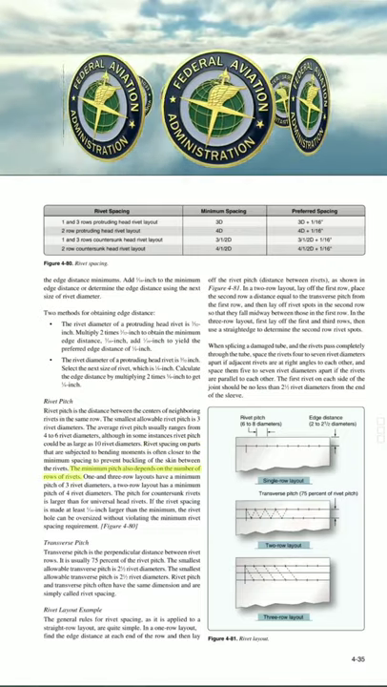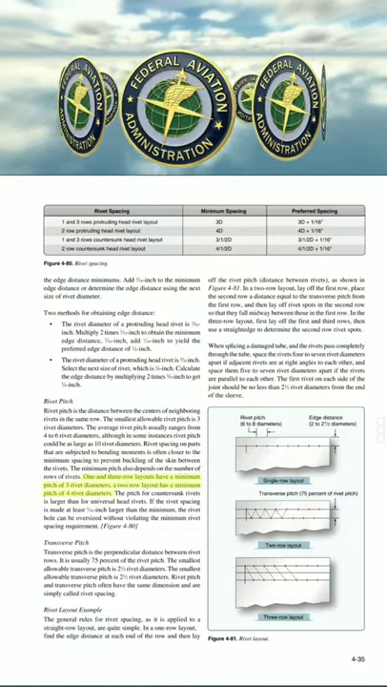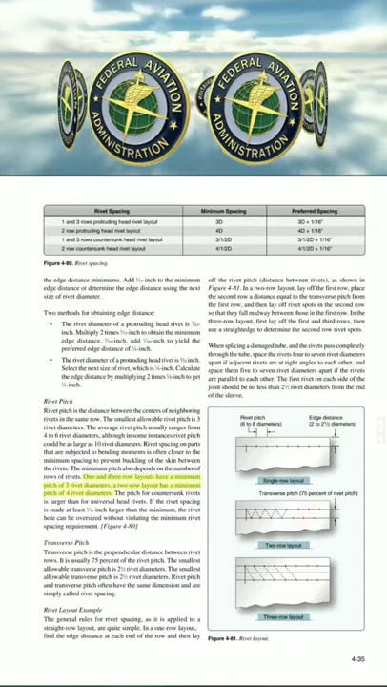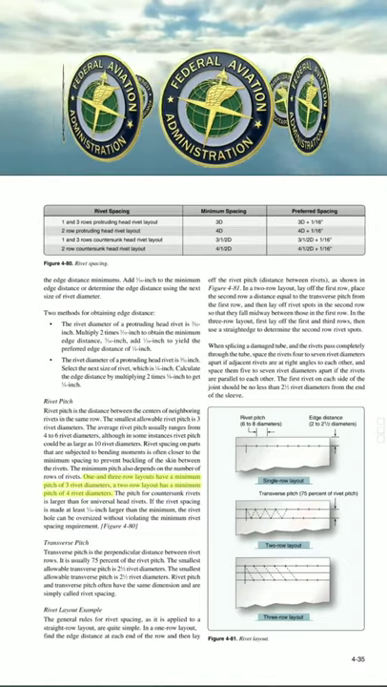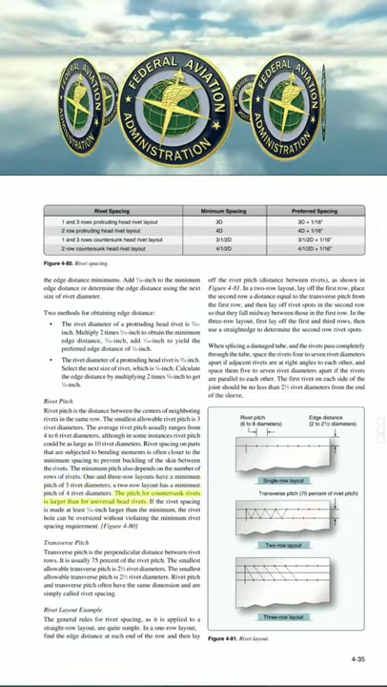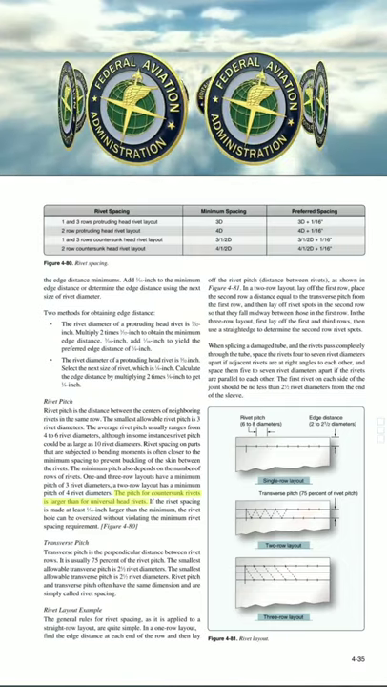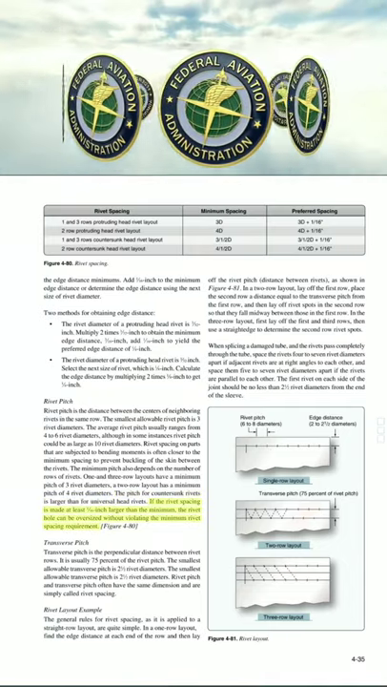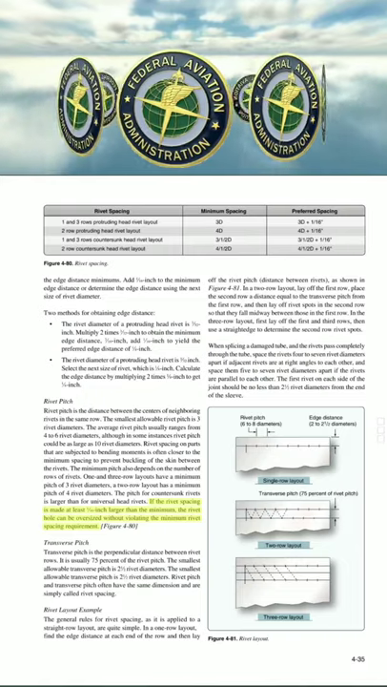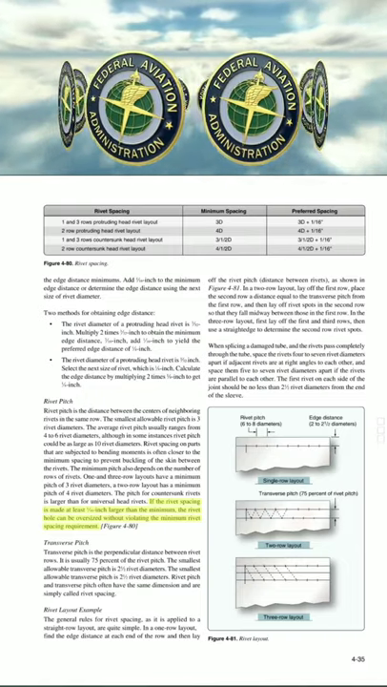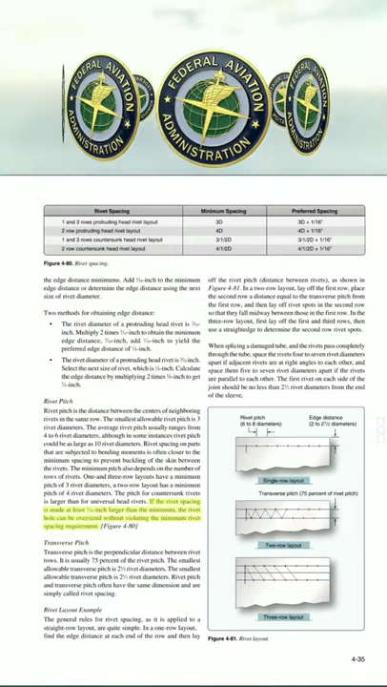The minimum pitch also depends on the number of rows of rivets. 1 and 3 row layouts have a minimum pitch of 3 rivet diameters. A 2 row layout has a minimum pitch of 4 rivet diameters. The pitch for countersunk rivets is larger than for universal head rivets. If the rivet spacing is made at least 1/16 inch larger than the minimum, the rivet hole can be oversized without violating the minimum rivet spacing requirement.